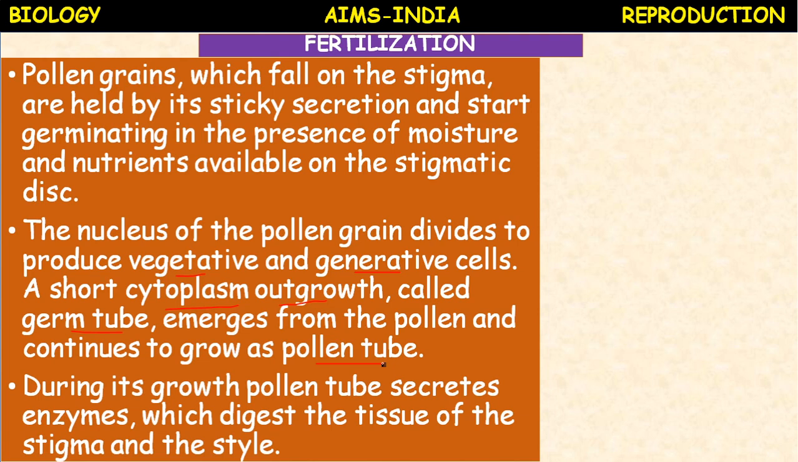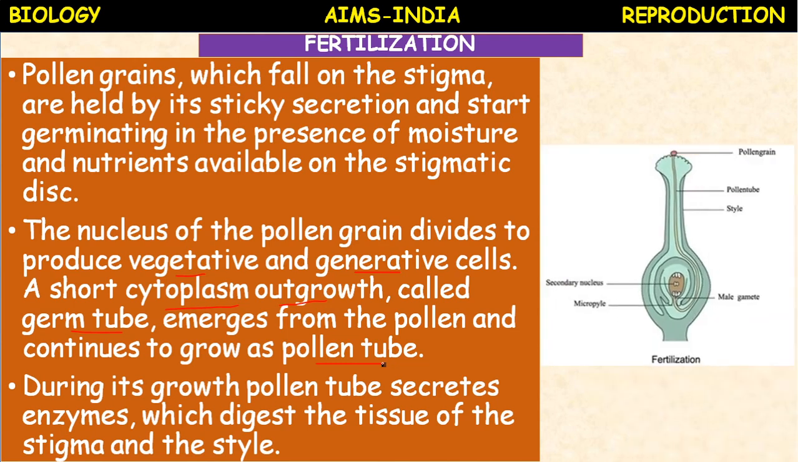During its growth, the pollen tube secretes enzymes which digest the tissue of the stigma and style. As soon as the pollen tube grows in size, it secretes certain enzymes which digest the stigma and style. They will disappear by the end of fertilization. Here the pollen grain, as soon as it reaches the sticky stigma, germinates to produce the pollen tube. This pollen tube later digests the style and stigma.